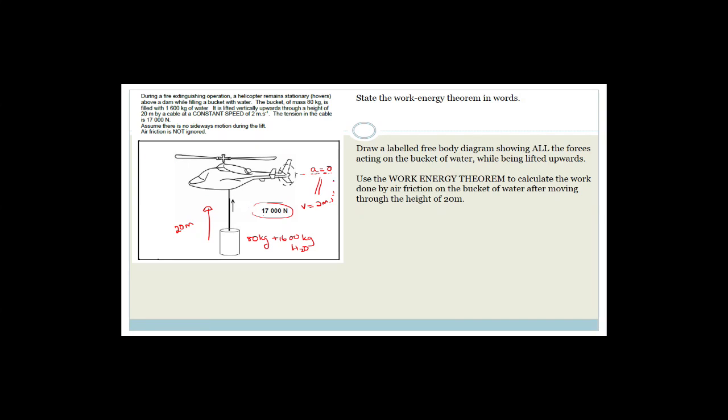Okay, so now it says, state the work energy theorem in words. So what are they hinting?